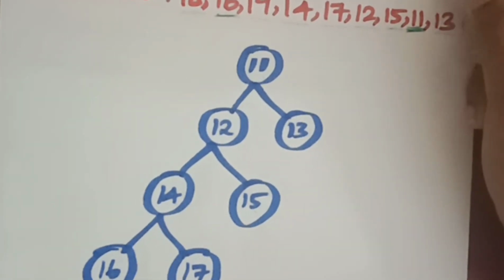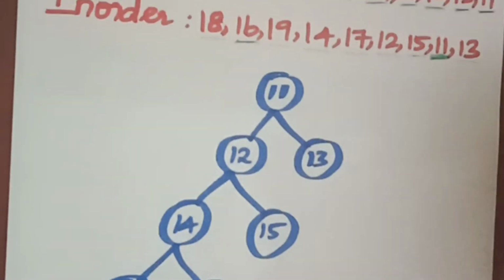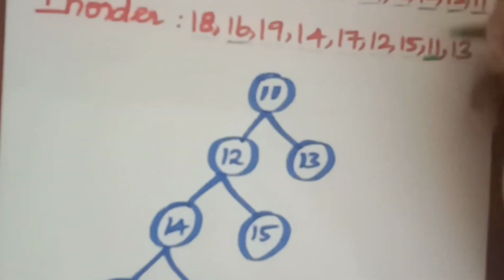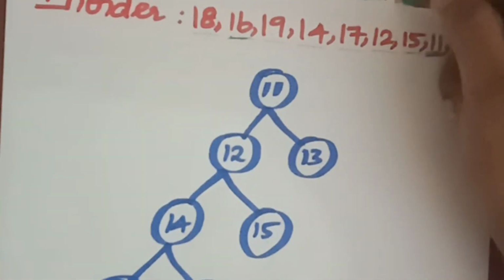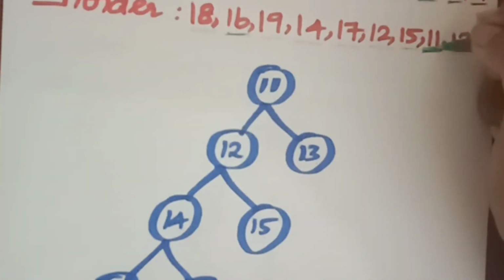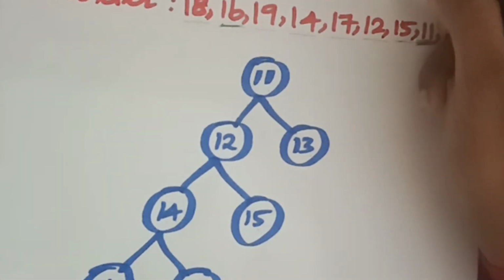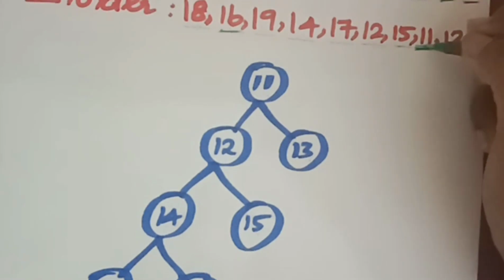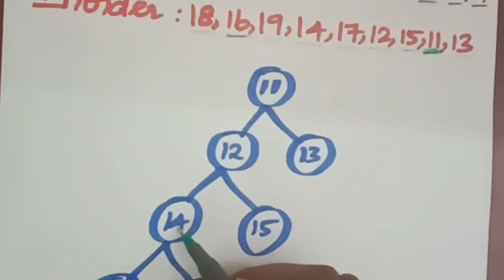Then move on to the second number, 13, which was right of 11, so write here. Then 12, which was left of 11, so write here. Then 15, which was left of 11 and right of 12, so write here. Then 14, which was left of 11 and left of 12, so write here.